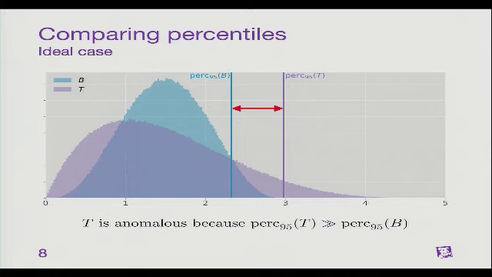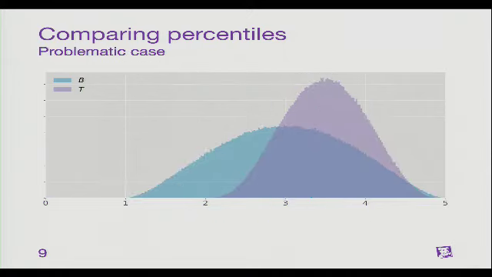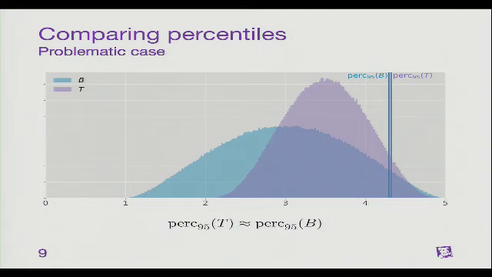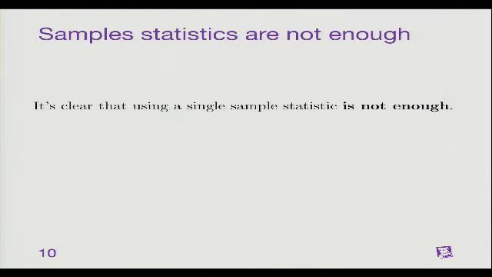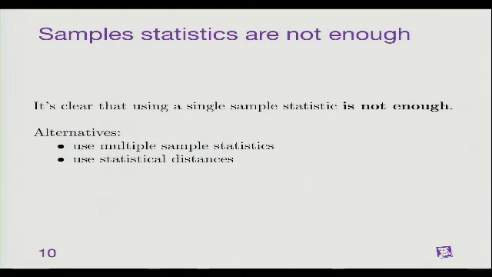But you probably imagine what the next slide is. We can still imagine cases where the test distribution is obviously abnormal, but the 95th percentile doesn't say anything. So once again, the 95th percentile can't catch exhaustively all the anomalies. At this point, it's clear that using a single sample statistic is not enough. What we can do is use multiple sample statistics. Maybe we can use the averages, some percentiles, the standard deviation, and look at how different they are.